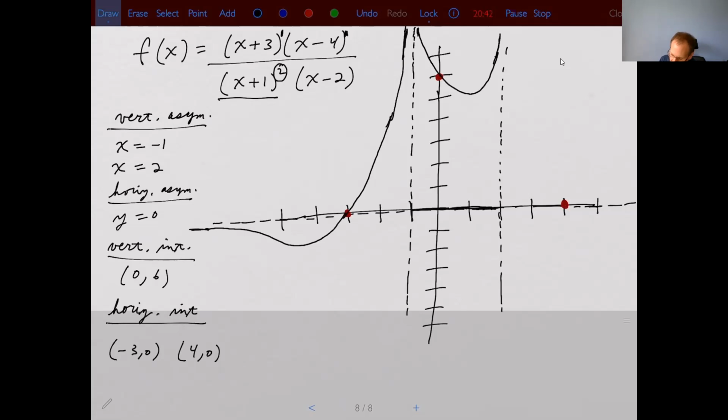All right, now what about the other side? How does the graph pass through the point 4, 0?